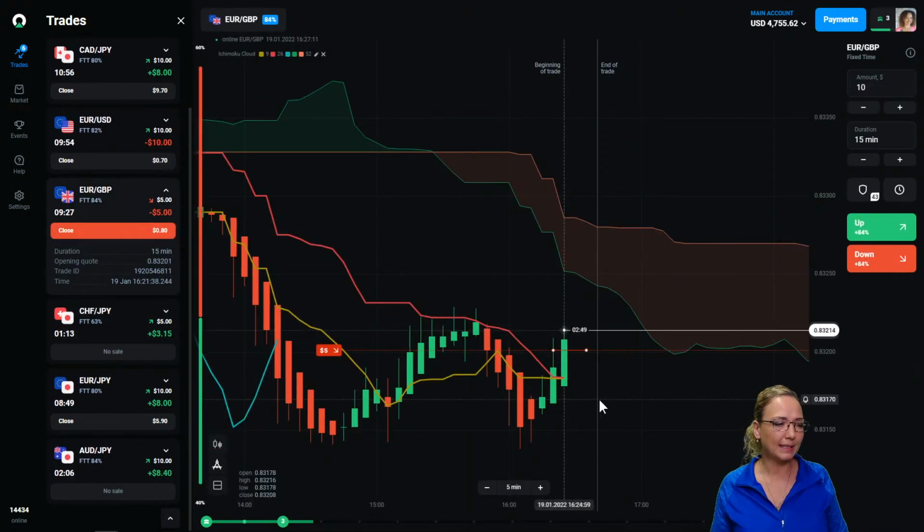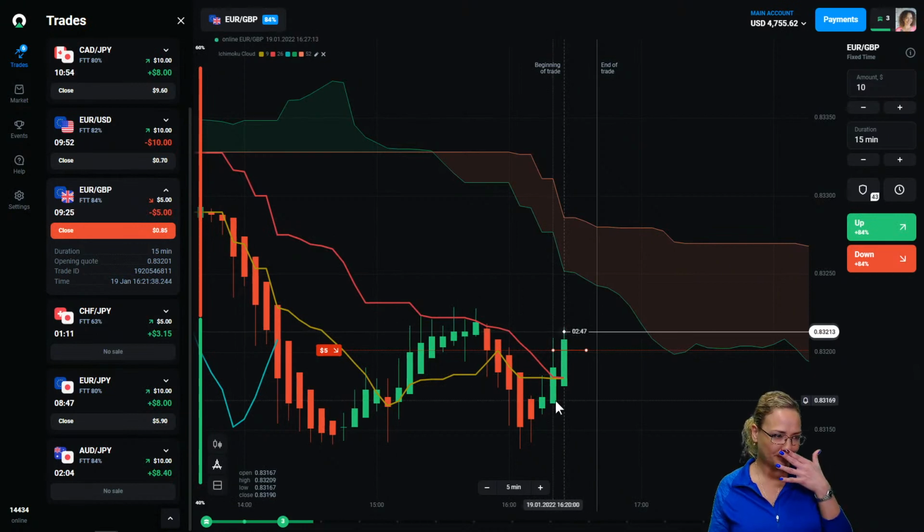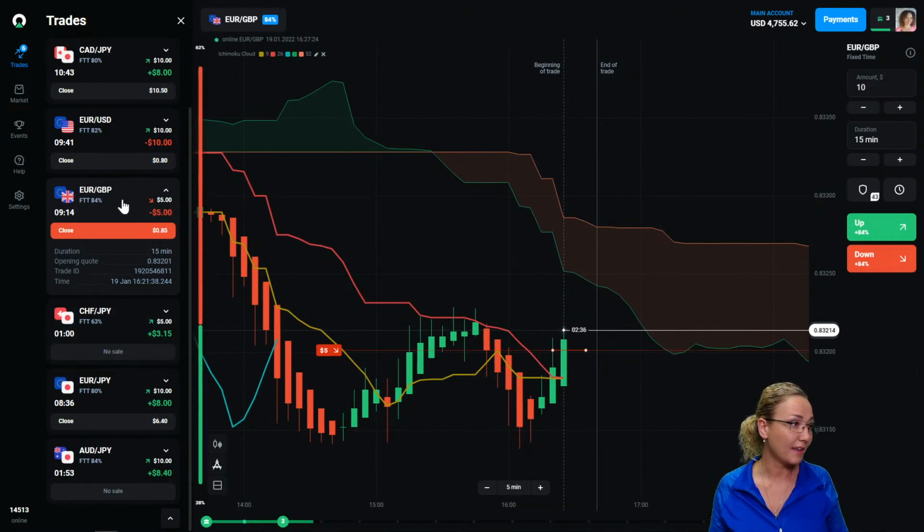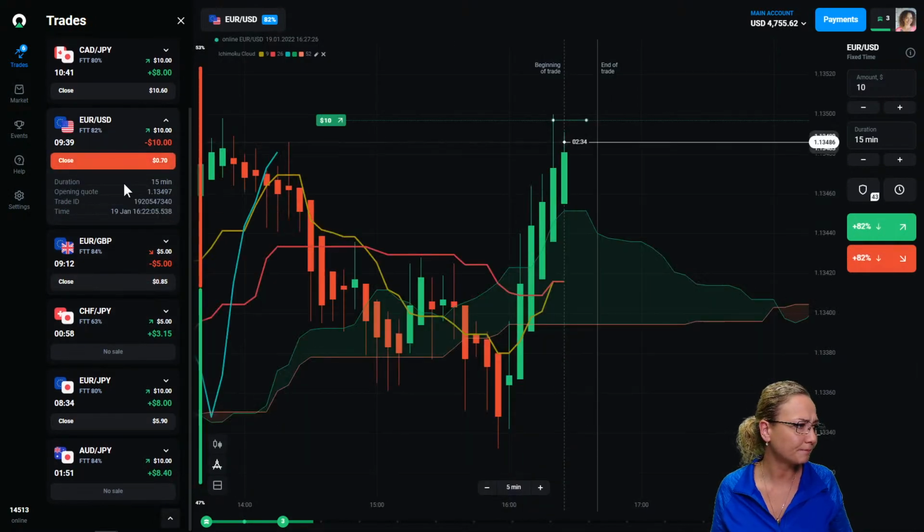So yeah, I was thinking, I was wrong here. My goodness, I totally misinterpreted the cross. See, this is what I mean. Take your time when you're trading. Thankfully, I did lower the trade amount here.